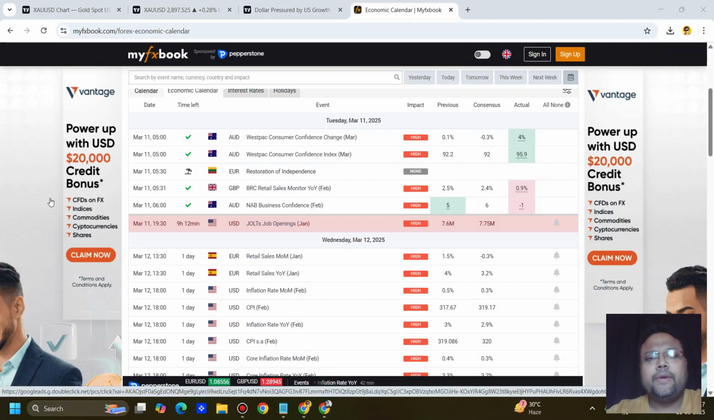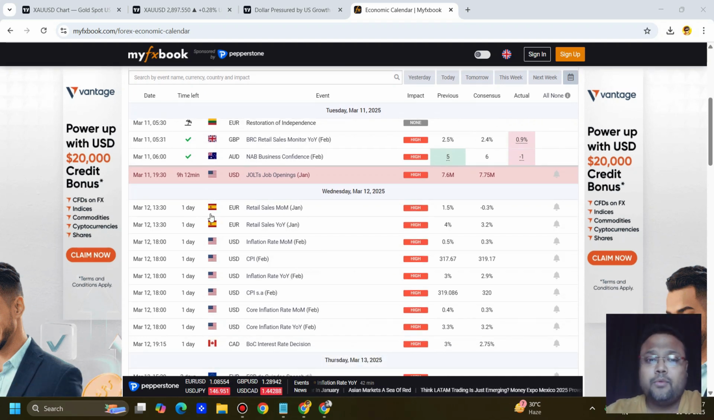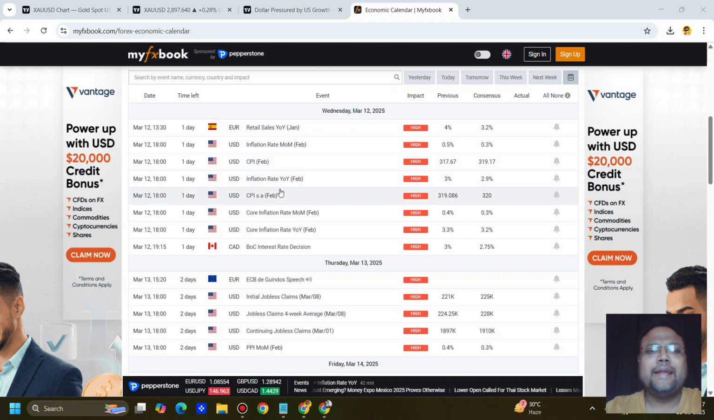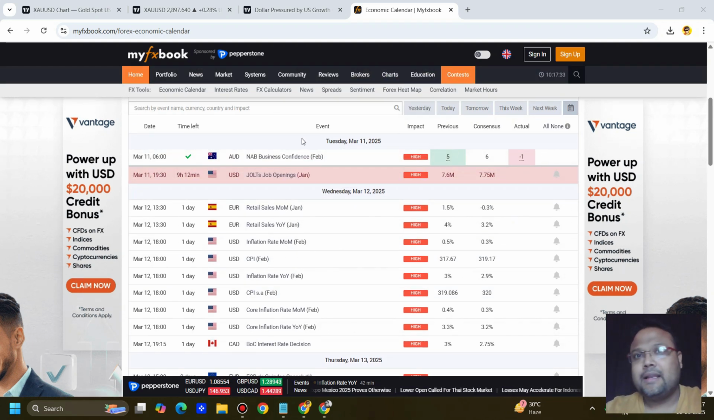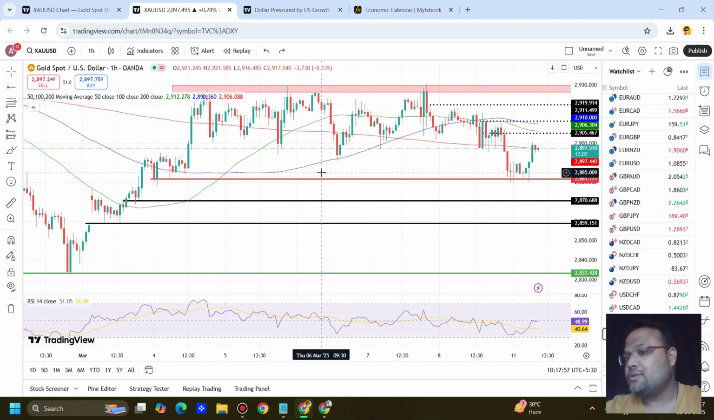If we look at the economy calendar, we can see that we have news coming up during the US session, but Joel's job opening will not have much impact. Market will mostly be waiting for tomorrow's CPI, and before a major event like NFP or CPI, market remains flat, market remains choppy. So we can expect gold to also remain like this, not to have any particular direction, just in a range. And if we look at the market sentiment, we can see gold holds steady as market awaits US data. Tariff impact is there for the next couple of days, but at this moment, market is mostly waiting for tomorrow's CPI.